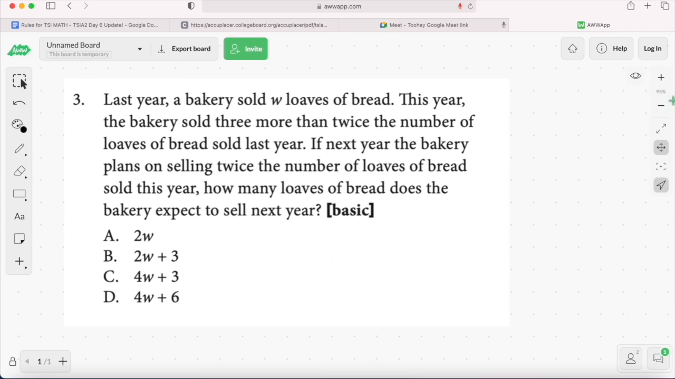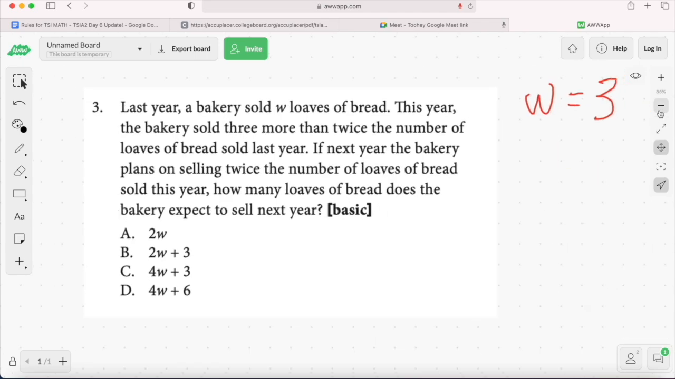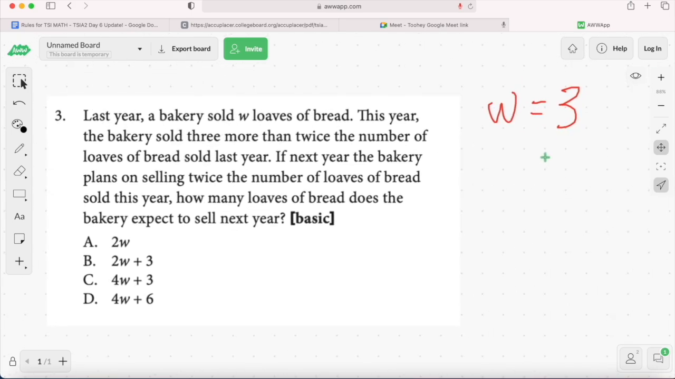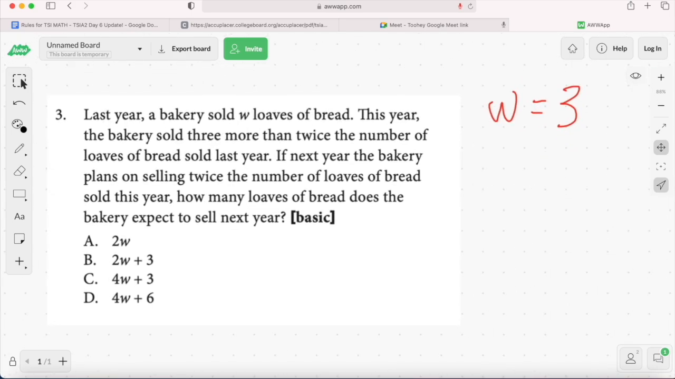So we're going to create that value for W. Now, think about what this means here. It doesn't just mean W equals three. Yes, that's true. But this means that last year, the bakery sold three loaves of bread. Does that make sense, Francisco? Yes. Okay. So last year, the bakery didn't sell W loaves of bread. No, it sold three loaves of bread.